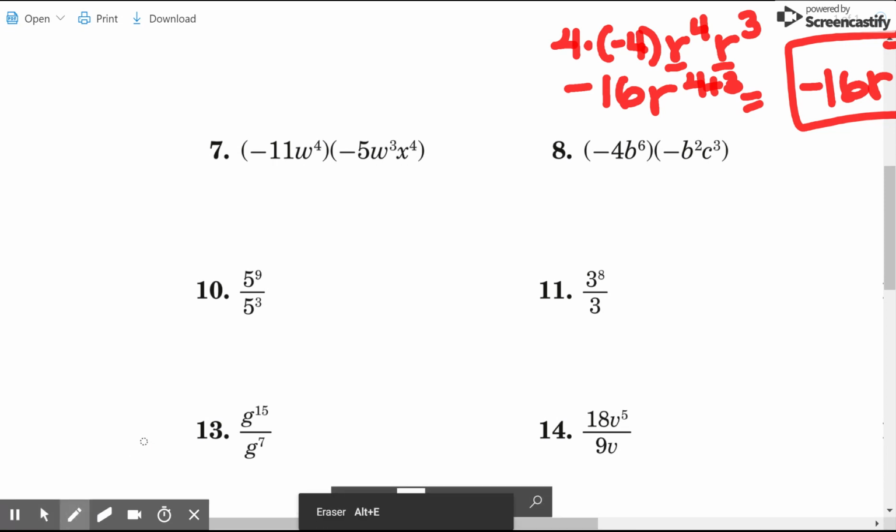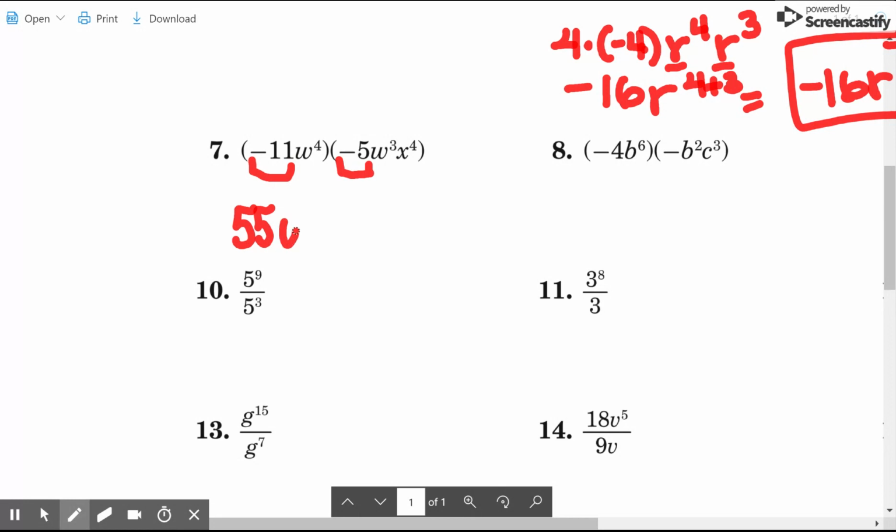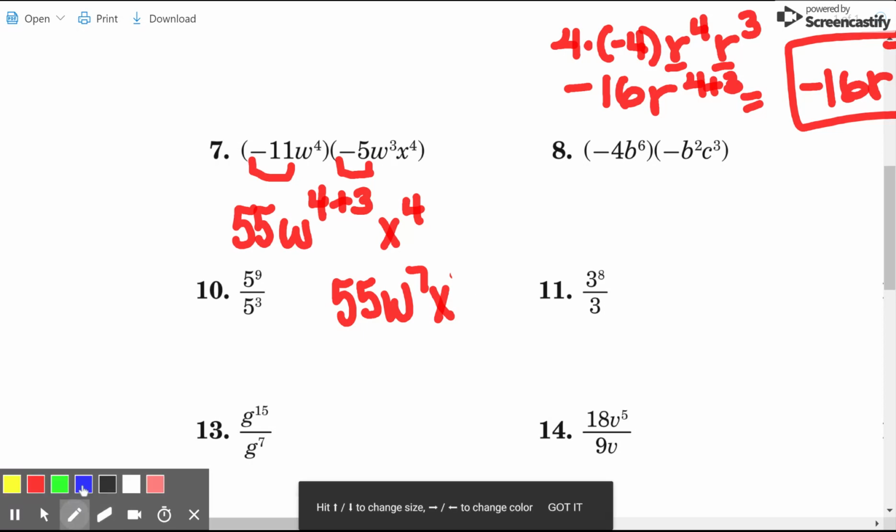Okay, so now I'm looking at number 11. Again, I'm going to look at these numerical coefficients. So if I have a negative 11 times a negative 5, that's going to be a positive 55. Then I have w to the 4th power times w to the 3rd power. So I'm going to add those exponents. And then I have an x to the 4th. So my final answer is going to be 55 w to the 7th x to the 4th.